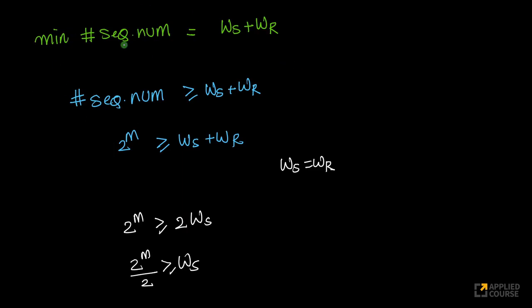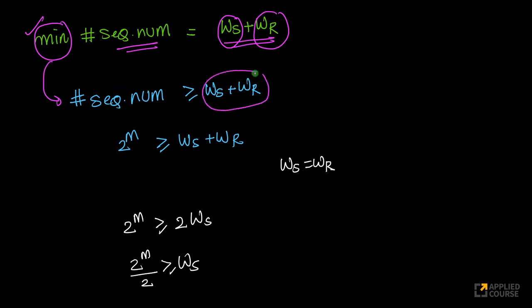The minimum number of sequence numbers that we need, we studied this in the previous video, right? The minimum number of sequence numbers that we need is the sum of the size of my sender window and my receiver window. Okay. So now let's see what does this mean? See, here you have minimum. So, which means this number of sequence numbers is greater than or equal to this. Because the minimum value of this is equal to this.